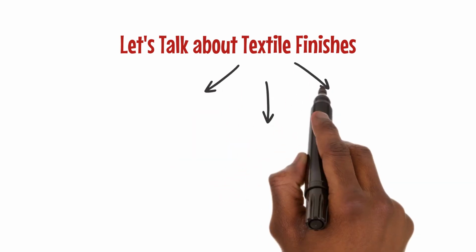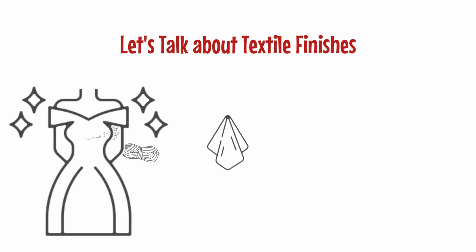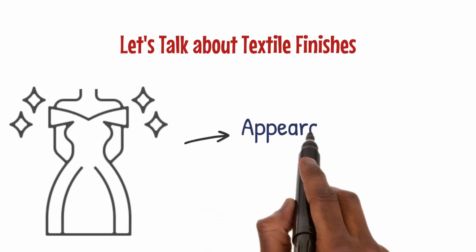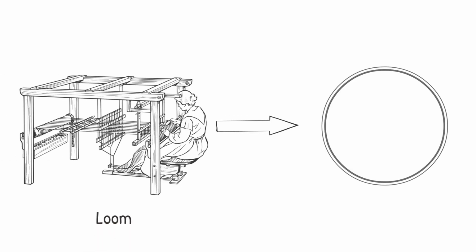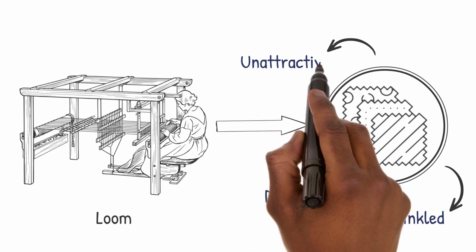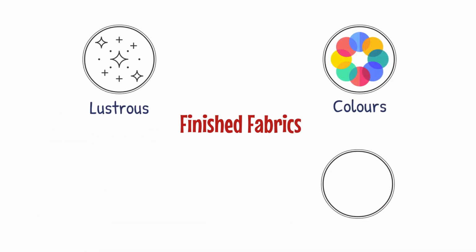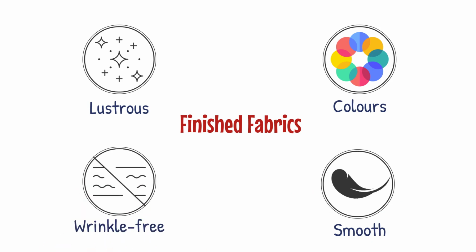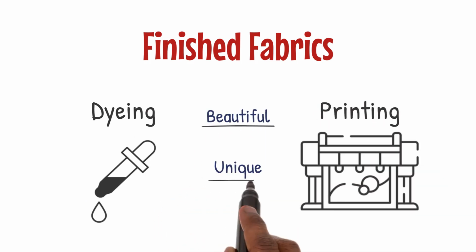Textile includes fibers, yarns, and cloth. These materials undergo treatments known as finishes to enhance their appearance and quality. Imagine a piece of fabric coming straight from the loom. It's called a gray fabric, and it's dull, wrinkled, and unattractive. Finished fabrics, on the other hand, are lustrous, available in various colors and designs, smooth, wrinkle-free, and more appealing. These finishes, such as dyeing and printing, make fabrics beautiful and unique.